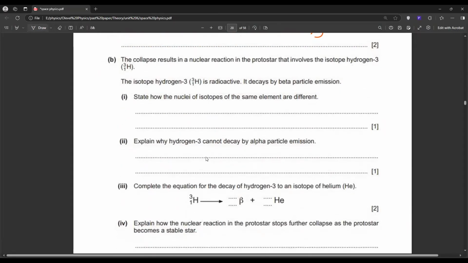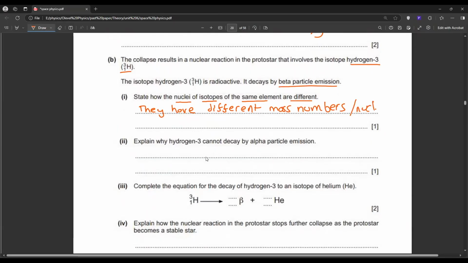Let's further move ahead. The collapse results in a nuclear reaction in the protostar that involves the isotope hydrogen 3. The isotope hydrogen 3 is radioactive. It decays by a beta particle emission. State how the nuclei of isotopes of the same element are different. They have different mass numbers, or if you want to be fancy here, you can say they have different nucleon numbers.